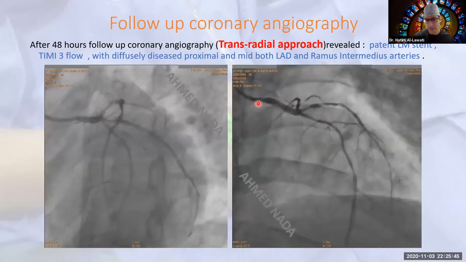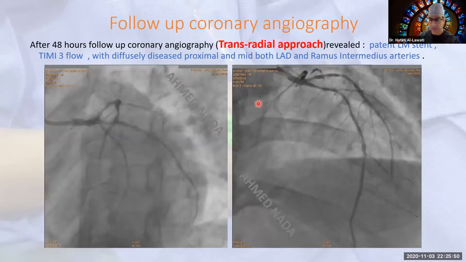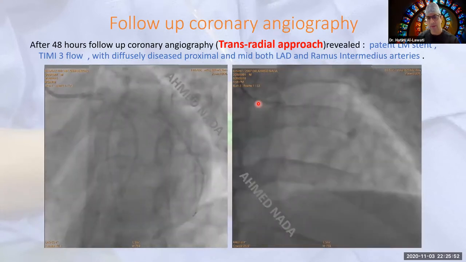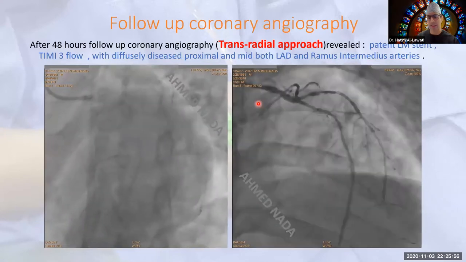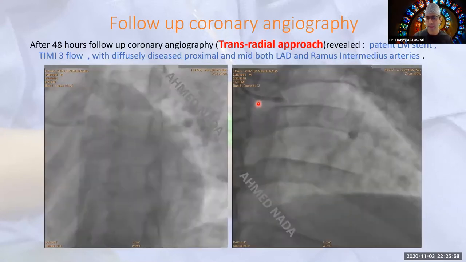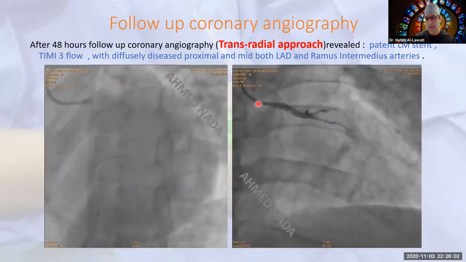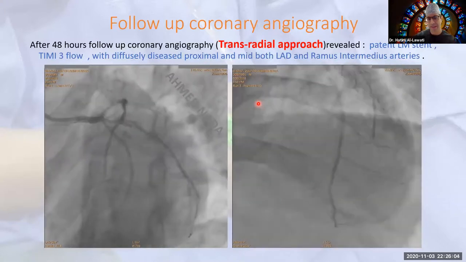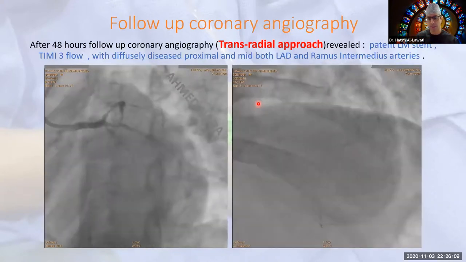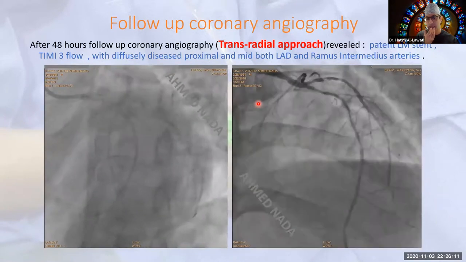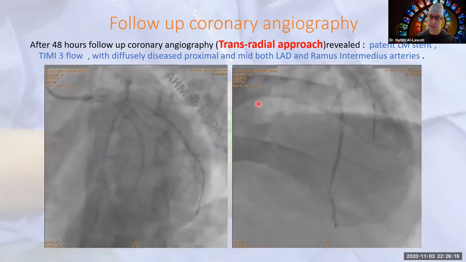Ramus. I would be actually inclined to treat the ramus. The question would be how, and then we can always discuss the technical aspects. But I would treat the ramus. I think it's a decent sized vessel. I agree that it's quite diseased, and the diseased segment is quite long, extending from the ostium to the proximal and perhaps mid segment. But in my opinion, it will take at least a 2.5 stent.